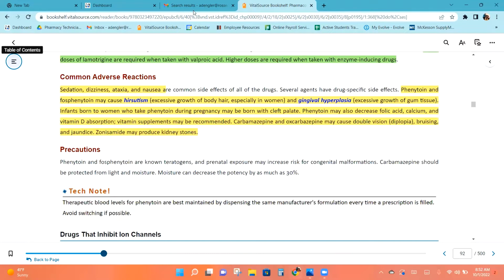Phenytoin may also decrease folic acid, calcium, and vitamin D absorption. Vitamin supplements will probably be recommended. Carbamazepine and oxcarbazepine may cause double vision, bruising, and jaundice, and zonisamide may produce kidney stones.